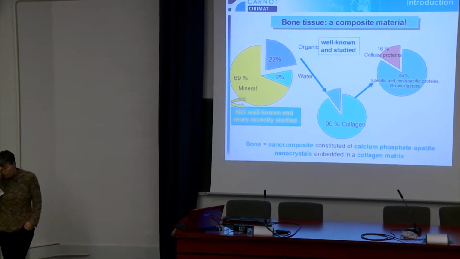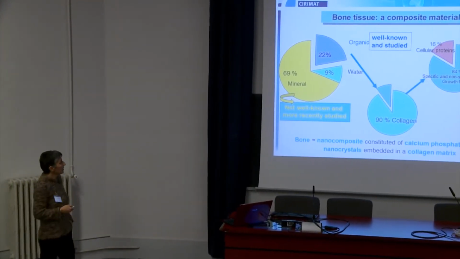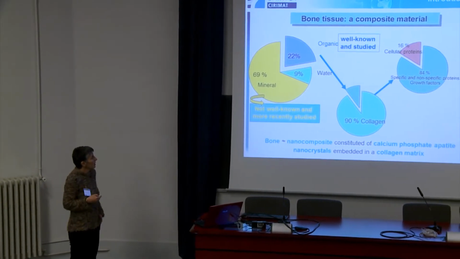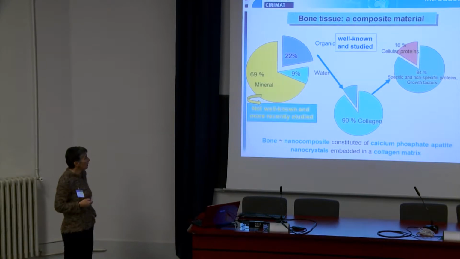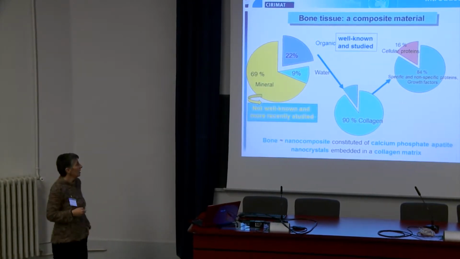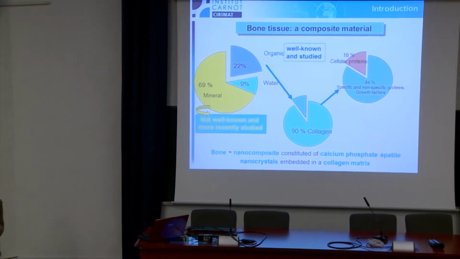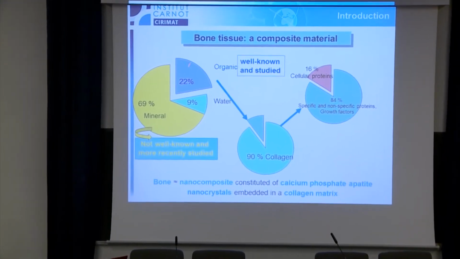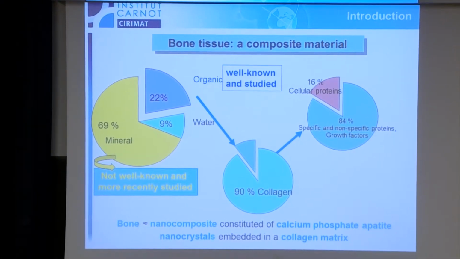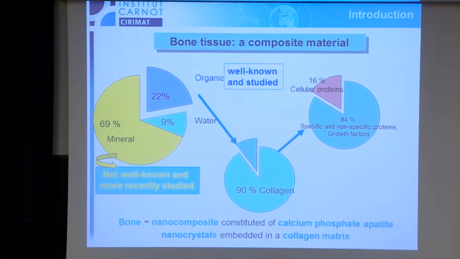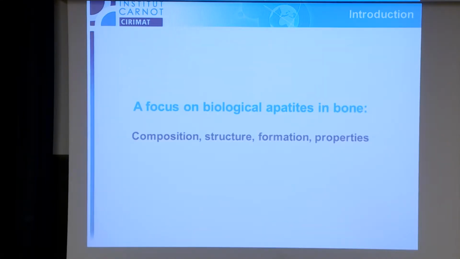So I will talk on bone tissue, especially on bone minerals. Bone tissue can be considered as a composite with a great part of mineral, which is not very well known and has been studied more recently. Whereas the organic matrix, almost 22%, has been well known and well studied for a long time. Among the organics, it is mainly composed of collagen. The main protein is collagen.